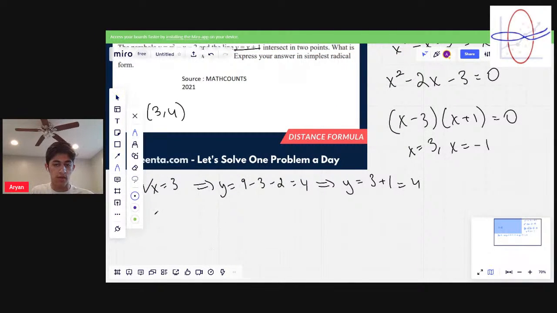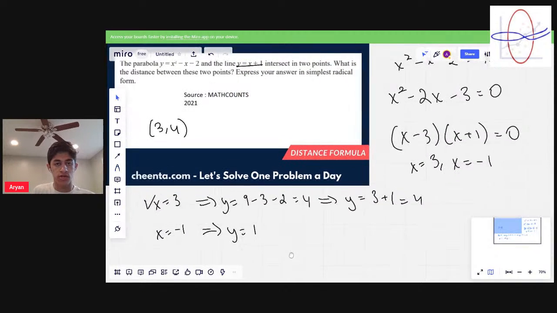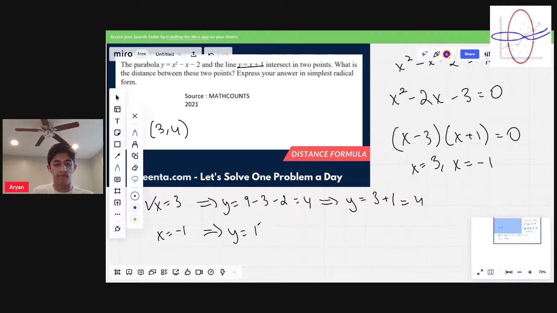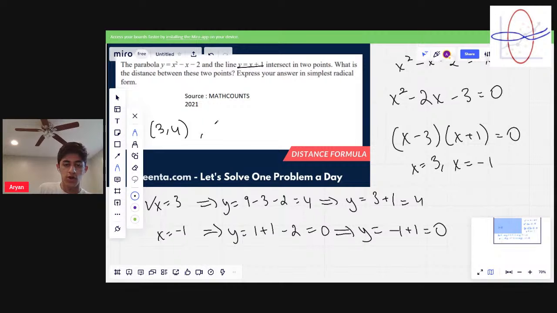And then now we check x equals negative 1. This means y equals 1, because negative 1 squared is 1, then you have minus negative 1, which is just plus 1, minus 2. So that's 0. And plugging it into the equation of the line, you get negative 1 plus 1, which is 0 again. So our other point is just negative 1 comma 0.